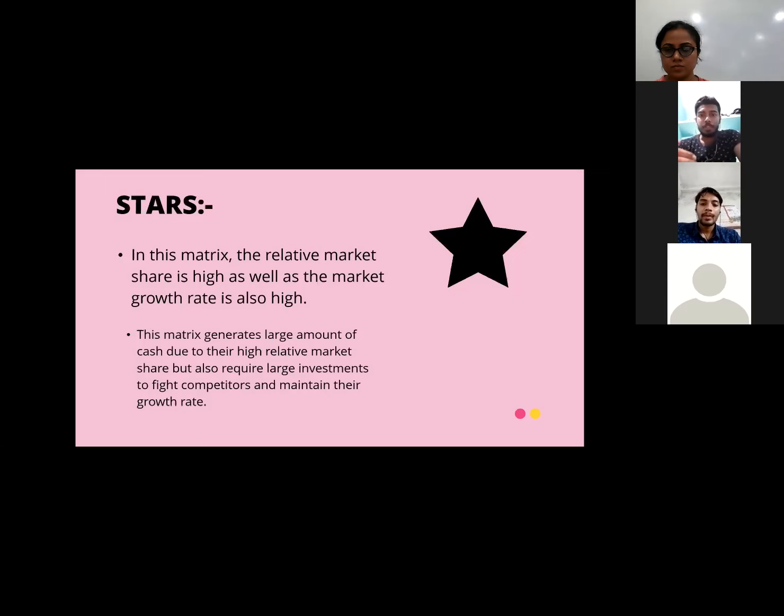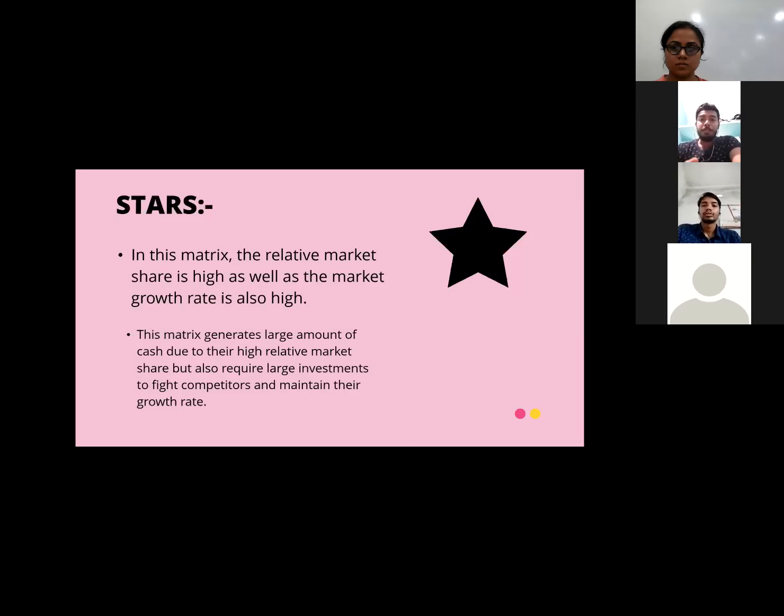Due to high market growth, to be in the star section, the industry needs a high investment, and the competition is also high in this quadrant. When the industry is in maturity phase, it becomes a cash cow.